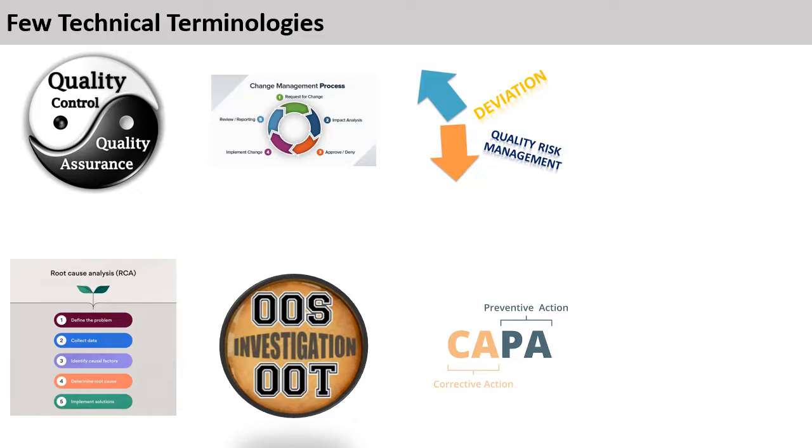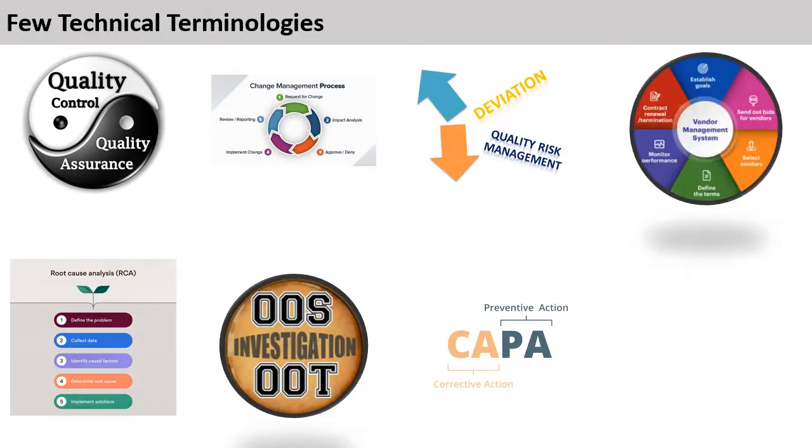Vendor management system. Before procuring the material or engaging services, regulated companies have to qualify the vendor and establish agreements. They also need to be periodically evaluated. For managing all these processes, a vendor management system is established and maintained.